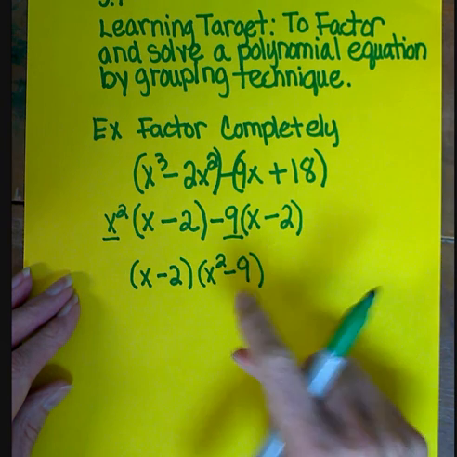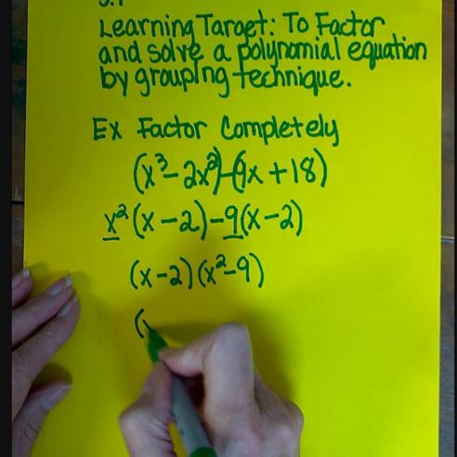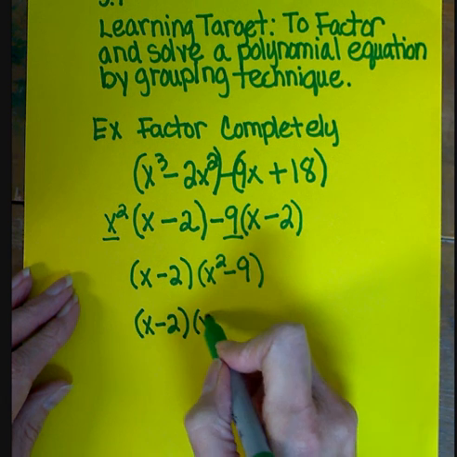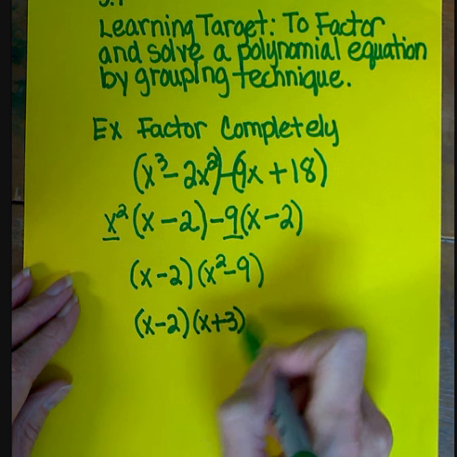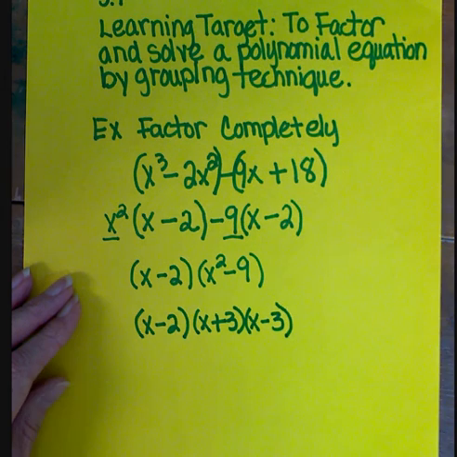Hopefully you notice that this x squared minus 9 is factorable again. And so that one can factor again into x plus 3 times x minus 3. And now this polynomial is completely factored.